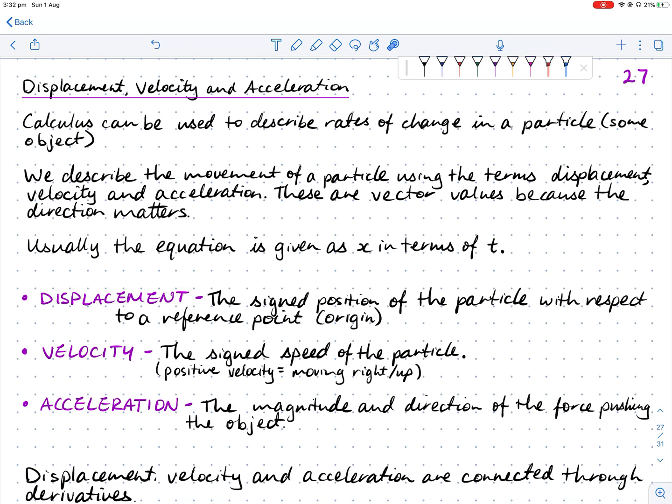So what we can do is describe the movement of a particle using special words. And when we're looking at speed in this way, we're talking about the displacement, velocity, and acceleration of an object. So in science, you would have looked at values that are vectors and values that are scalars. Vector means that the direction and the magnitude of whatever it is are important. A scalar value is just about the magnitude.